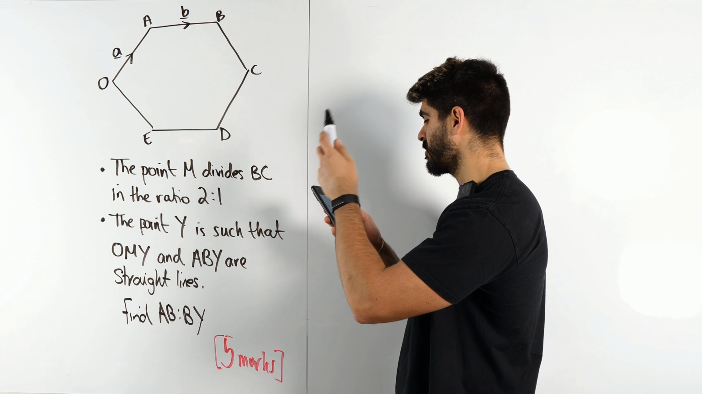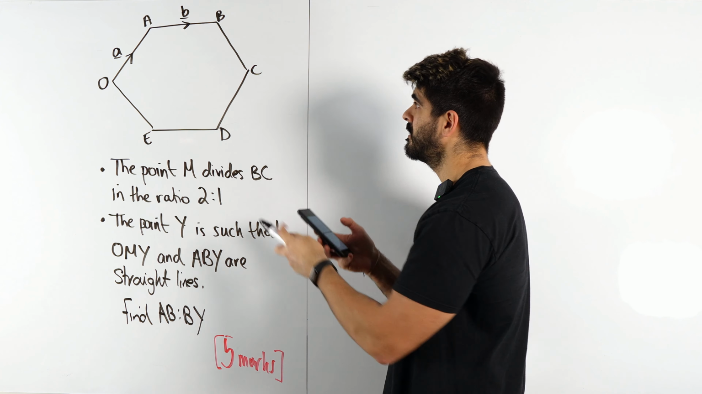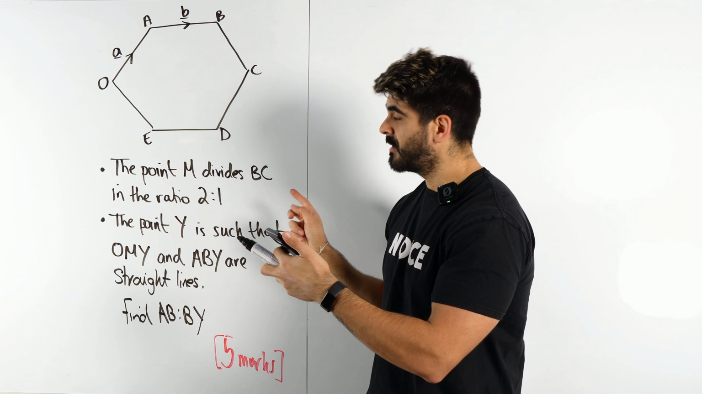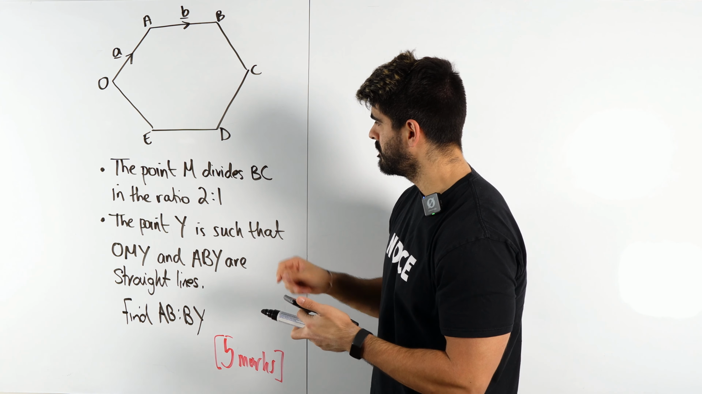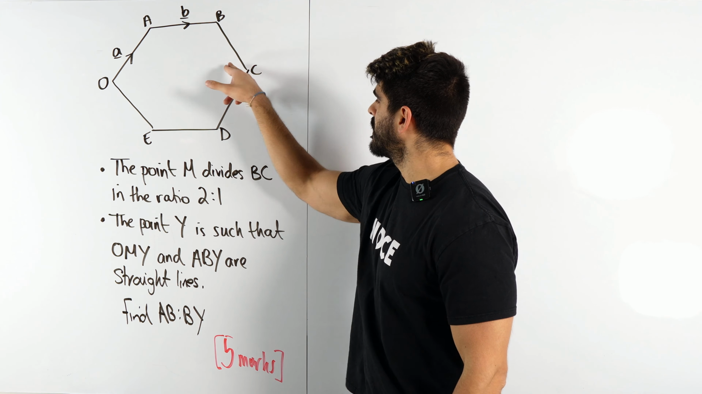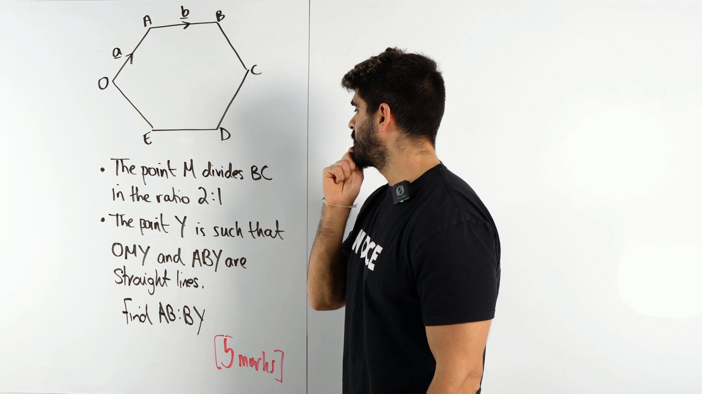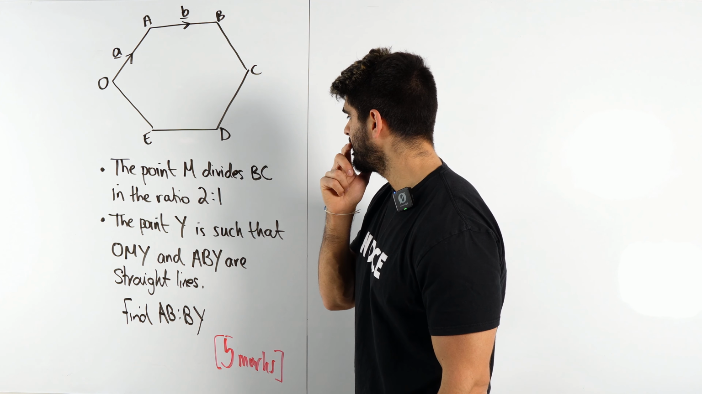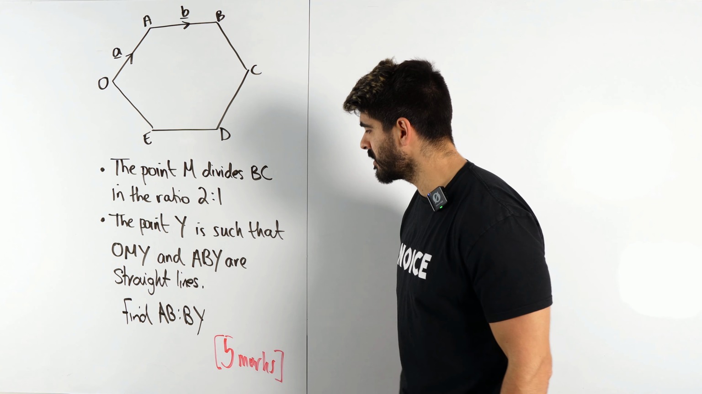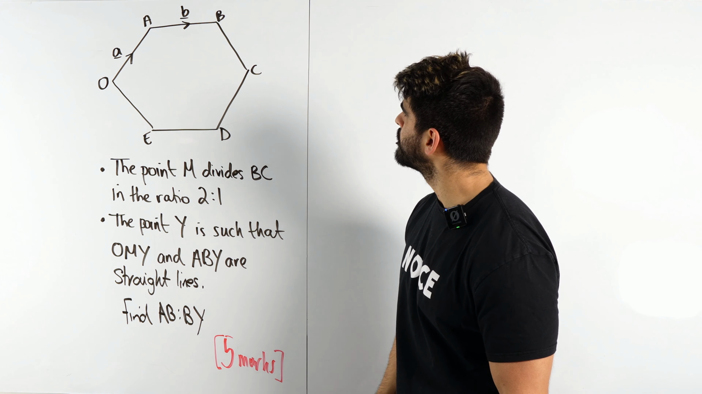It says the figure shows a regular hexagon OABCDE, with OA is a, AB is b. Then it says the point M, so some point M, well that's it basically. The point M divides this line in the ratio 2:1, and the point Y is such that OMY and ABY are straight lines. Find AB to BY.